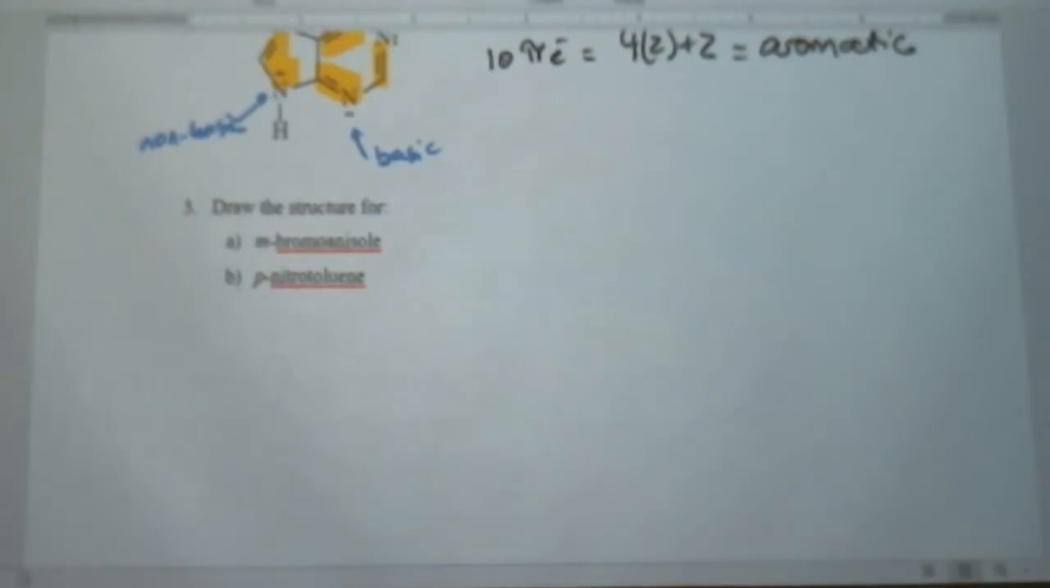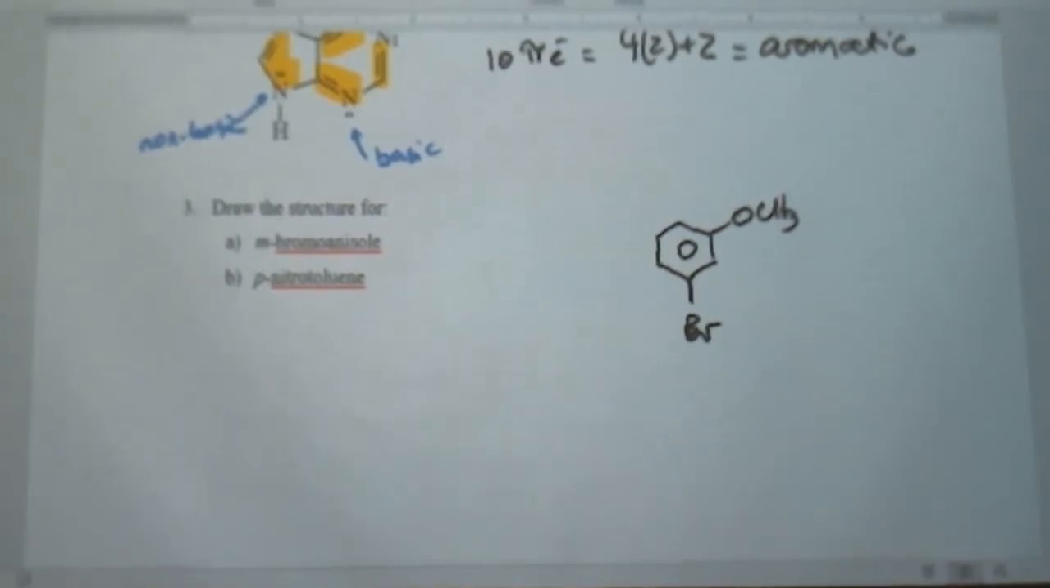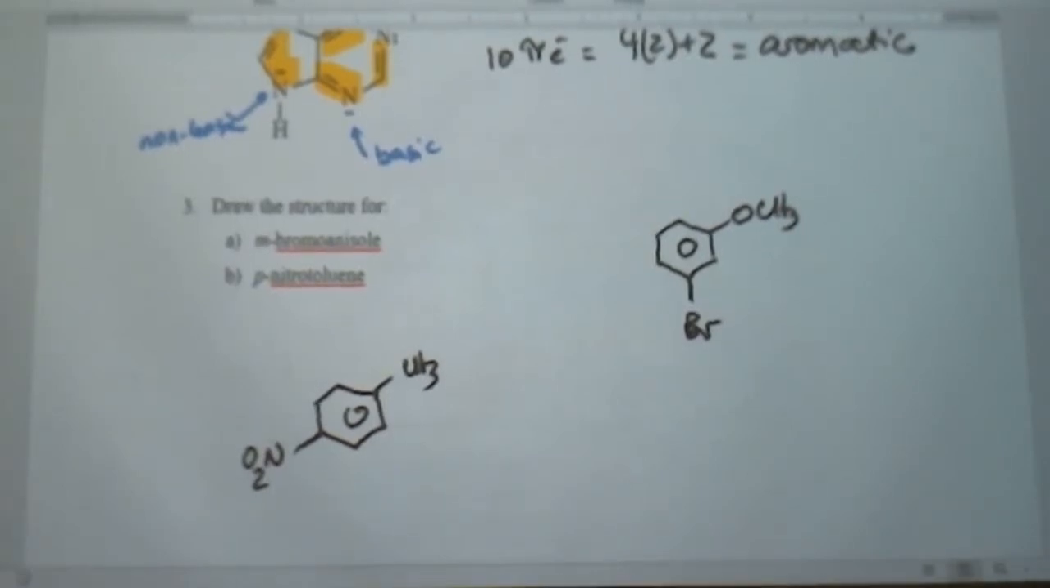If you are drawing meta-bromoanisole, your anisole would be this. Meta would be 1,3 substitution. Bromo, that would be your meta-bromoanisole. Your toluene is this. Para is 1,4 substitution. Nitro group is NO2. That would be your para-nitrotoluene.